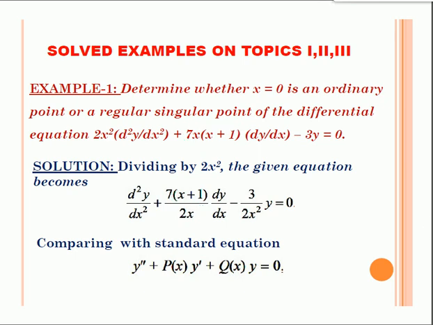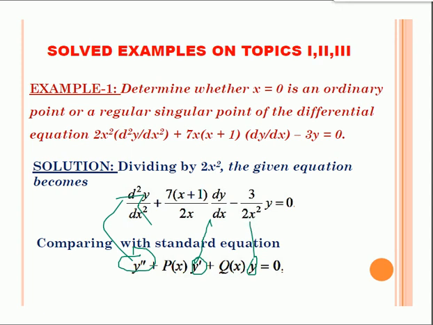So now I put it in the form of the standard equation. That means y double dash plus y dash with coefficient 7 into x plus 1 by 2x, then plus y with coefficient minus 3 by 2x square. Will this be in this form or not? Clear, it will be in this form. Y double dash term, yes. Then y dash term. This is the y dash term. Then this will be the y term.